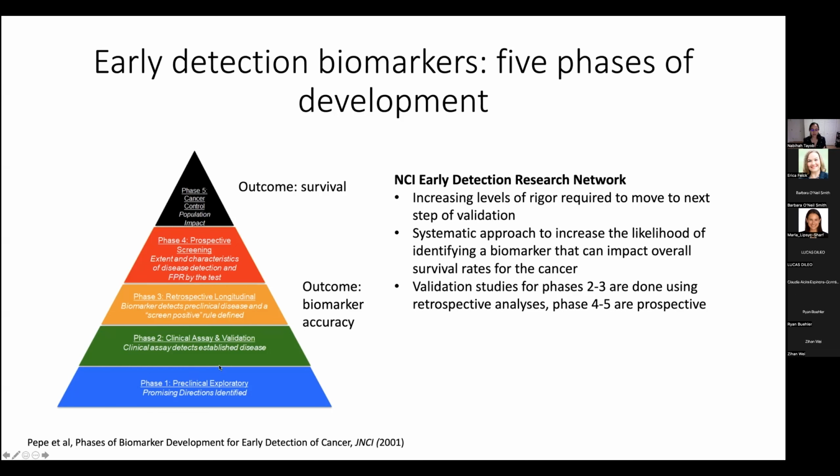You can also think about these studies as phase 1, phase 2, phase 3 are actually retrospective studies. But once we get to phase 4 and phase 5, then we're doing prospective studies. So we want to really understand a biomarker well before we start using it to make interventions. You don't want to move from a preclinical exploratory study to a prospective screening study, because you're going to intervene potentially without fully understanding what you're doing.